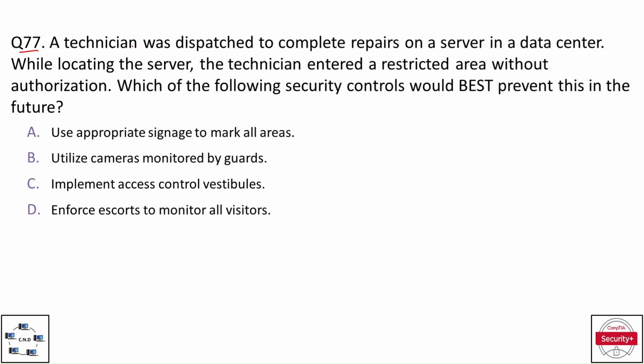Question number 77. A technician was dispatched to complete repairs on a server in a data center. While locating the server, the technician entered a restricted area without authorization. Which of the following security controls would best prevent this in the future? Option A, use appropriate signage to mark all areas. Option B, utilize cameras monitored by a guard. Option C, implement access control vestibules. And option D, enforce escorts to monitor all visitors. And the correct option is option C, implement access control vestibules.